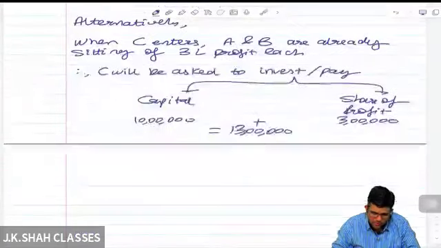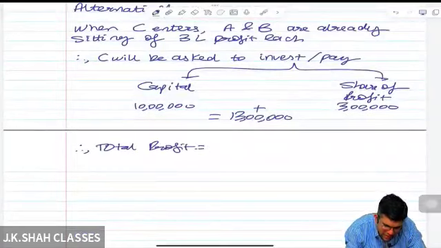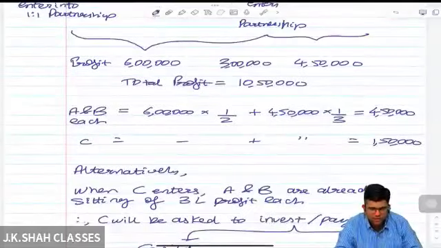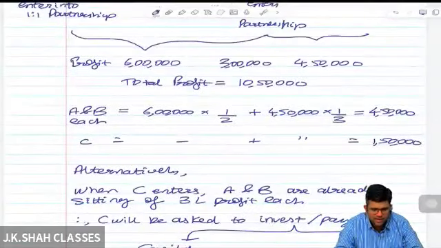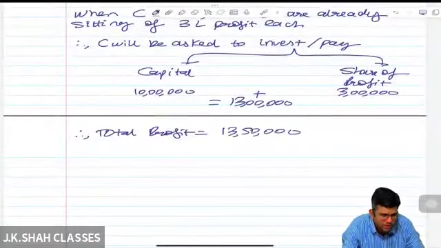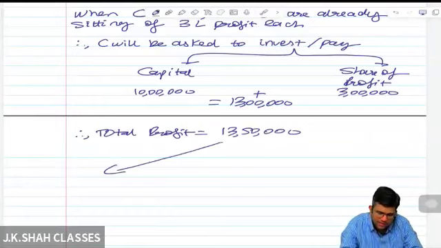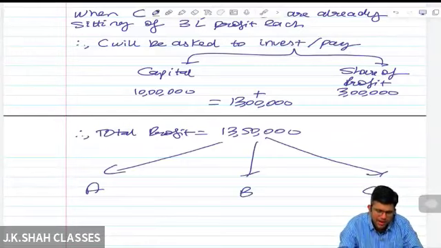Now, students, the total profit that the firm will now enjoy: 10 lakh 50 was the original profit, along with that 3 lakh extra. Can I say 13 lakh 50,000 is the total profit? Now I want you to understand how to bifurcate this total profit of 13 lakh 50 among A, B and C. How to do that?